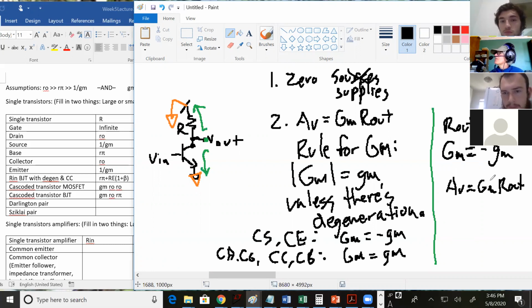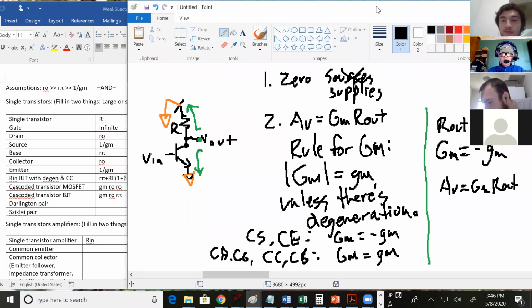You have the gain. What about if I asked you what the R in of the circuit was? What terminal do you hit? The base. And what's the resistance when you look at a base? R pi. And no small signal analysis needed. Okay. So I think we're still doing fine.